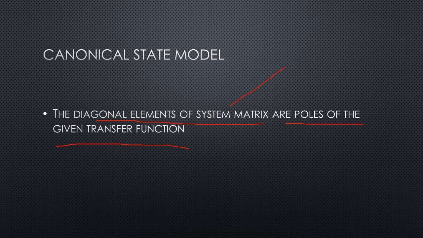The system matrix is available in the state equation. So observe the diagonal elements of the system matrix. If the diagonal elements of the system matrix are equal to poles of the given transfer function, then the state model is said to be canonical form of state model.